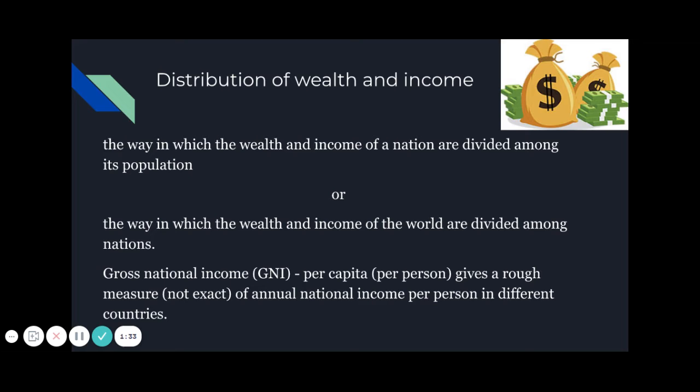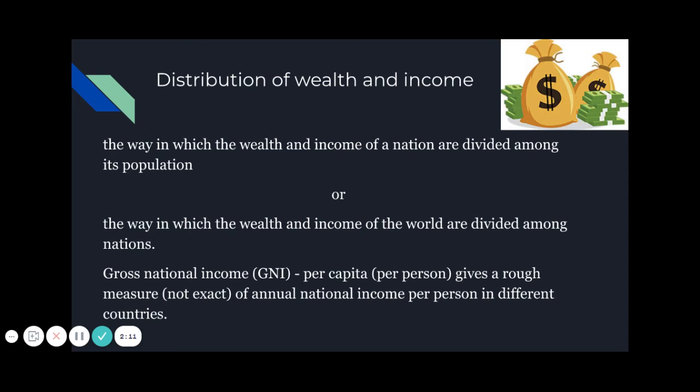When we look at this, we're looking at the way in which wealth and income in a nation are divided among the population. So, for example, there's a small amount of people who hold the majority of the wealth in the United States, while the larger amount of the people don't hold all of the money. Or we can look at this as the way in which wealth and income of the world are divided among nations. So we live in a very rich nation. We've talked about southern Sudan and Ethiopia a lot this year when we read A Long Walk to Water. The wealth is not evenly distributed there. In the United States, we have a lot more money.